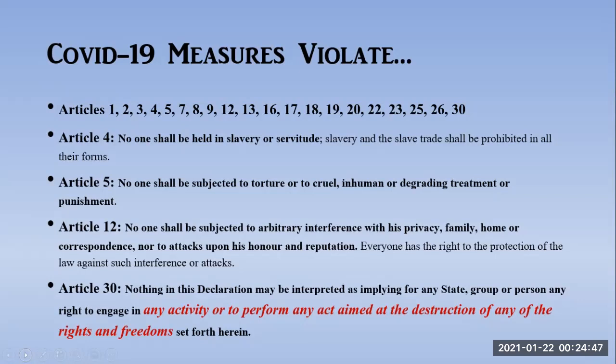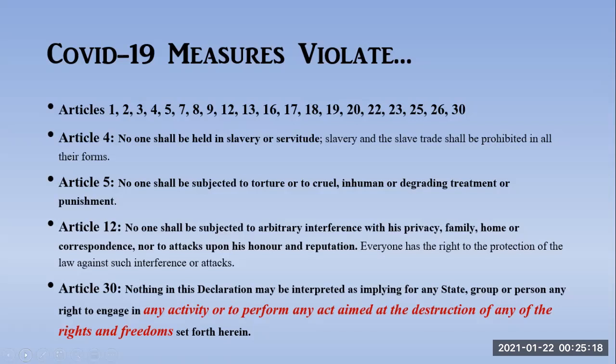That's Article 4. Now, Article 12 states that no one shall be subjected to arbitrary interference with his privacy, with his family, with his home, or his correspondence, nor to attacks upon his honor and reputation. Everyone has the right to the protection of law against such interference or attacks. The COVID measures are arbitrary.